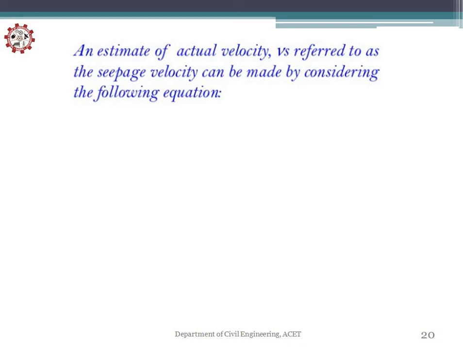An estimate of the actual velocity, referred to as the seepage velocity, can be made considering the following equation. Q equals A v equals Av into Vs again. Solving this equation, v equals Av upon A into Vs. So v equals n into Vs, since Av upon A is the porosity n.